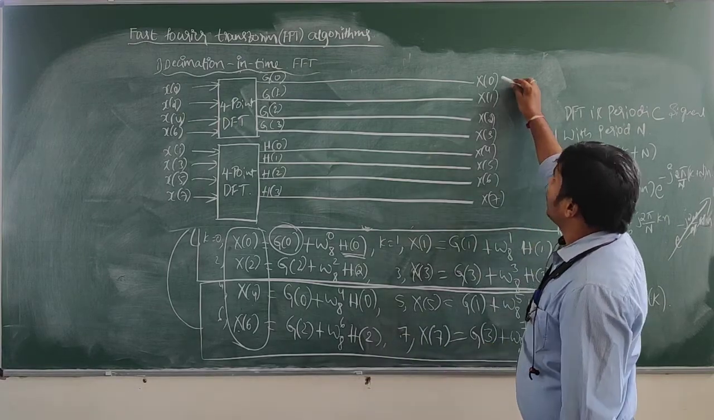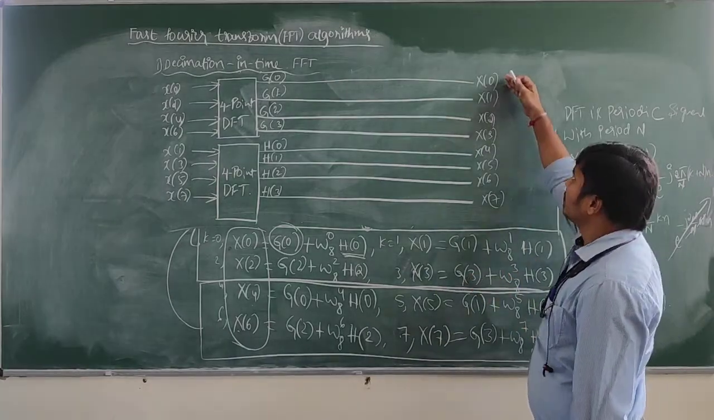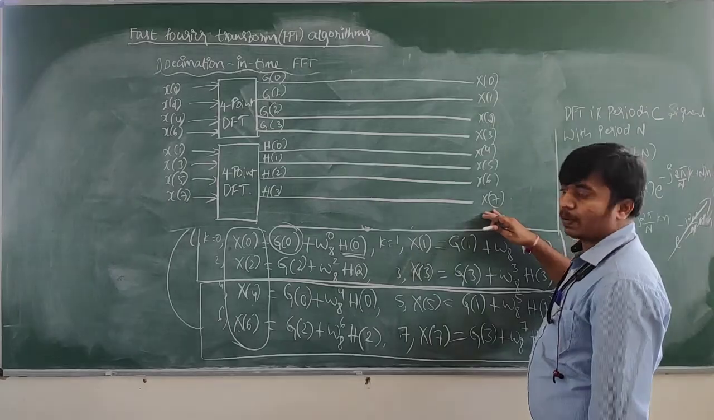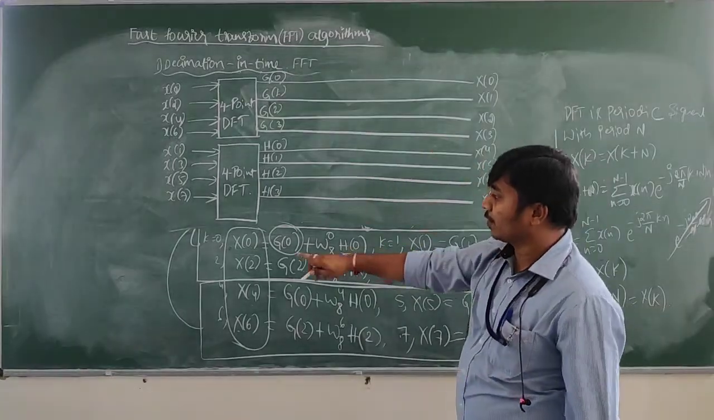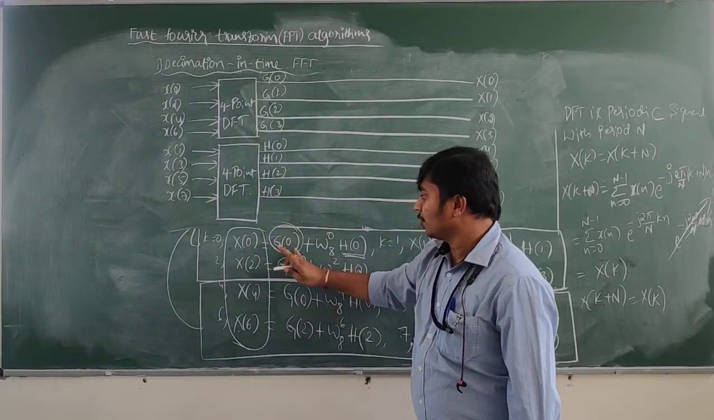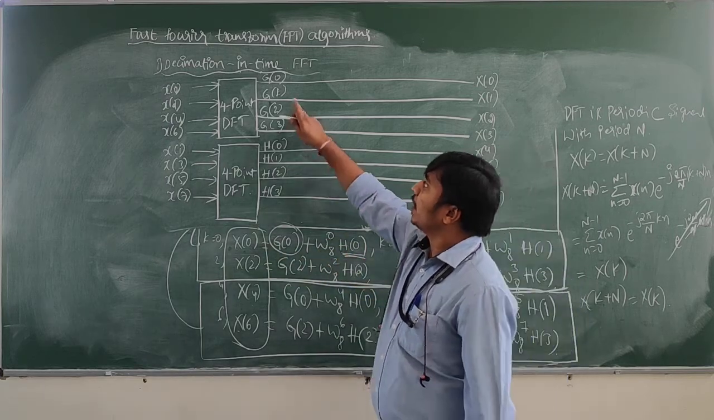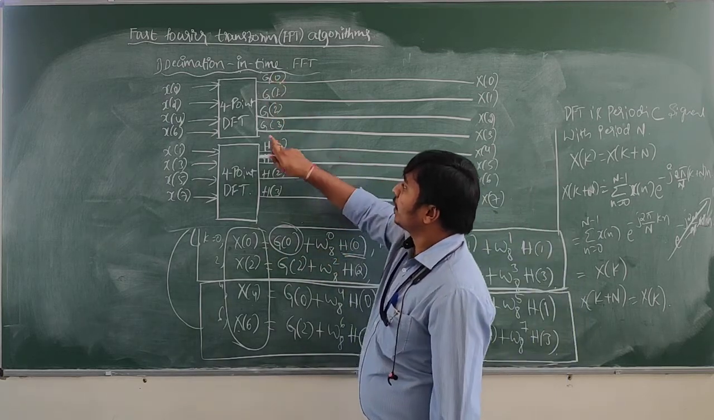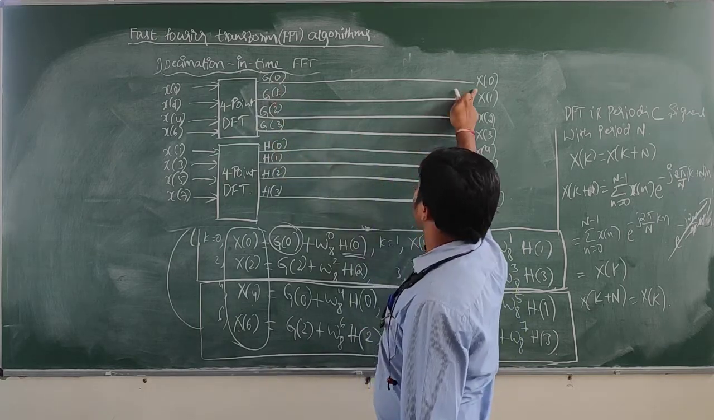So here the outputs you need to take in the same order, x of 0 to x of 7. Now what is the equation for x of 0? x of 0 is equal to g of 0 plus w8 power 0 into h of 0. So here I have g of 0 and here I have h of 0. If I combine these two, I get this x of 0.